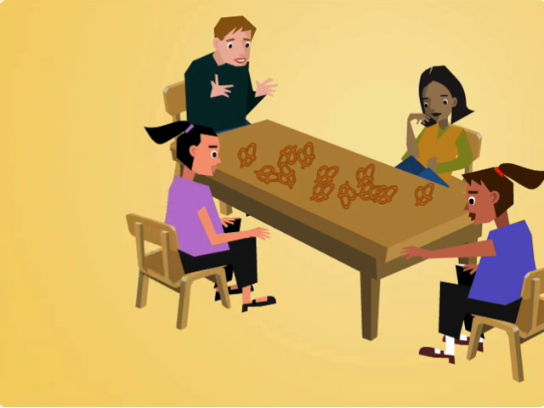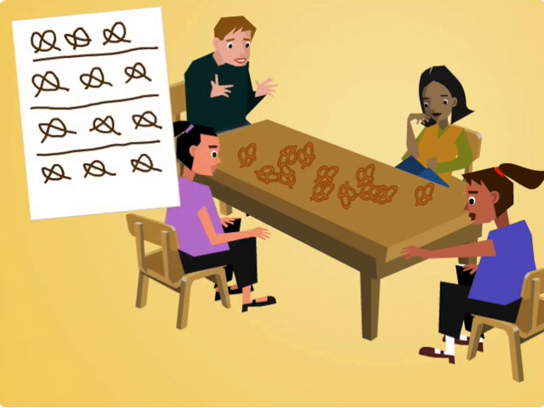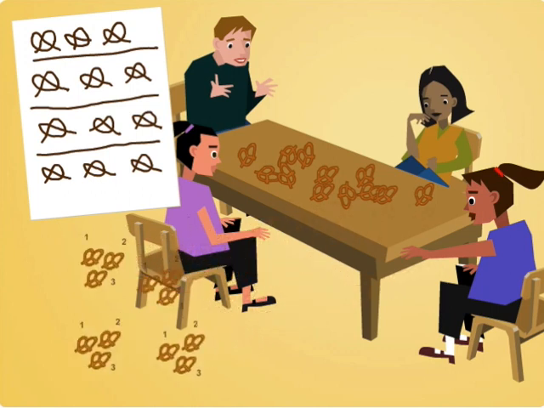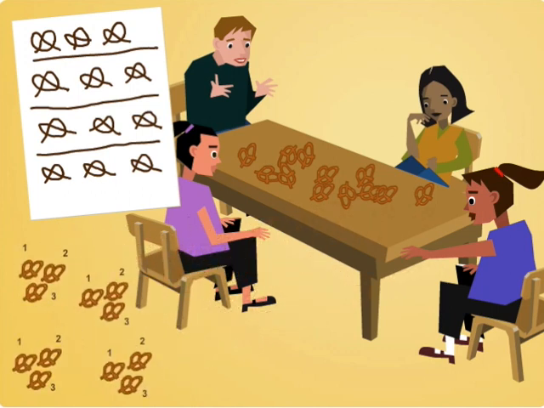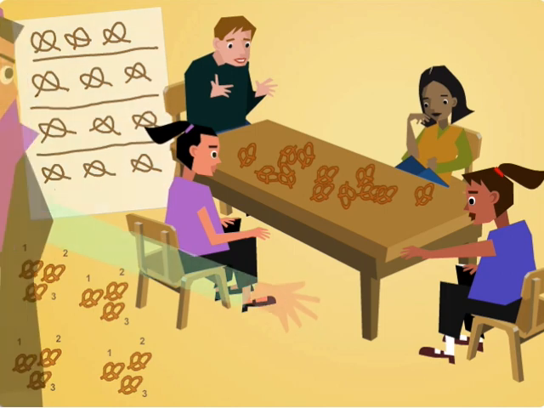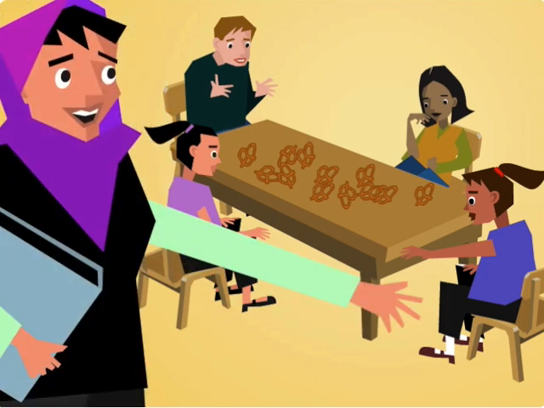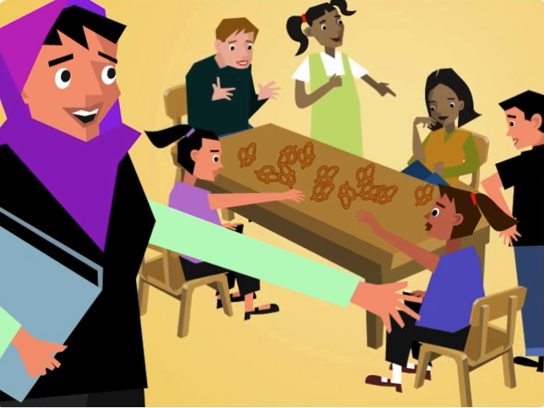To figure out the answer, some children draw pictures. Others count out pretzels one by one. Regardless of how they work out the answer, they are dividing 12 objects into 4 equal shares. Mrs. Malek changes the problem to require different partitioning. 2 more of their friends come over. They want some of the pretzels too. How many pretzels does each person get now?